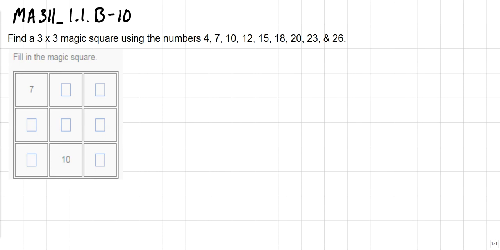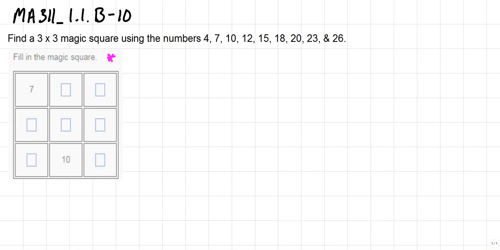Find a 3 by 3 magic square using the numbers 4, 7, 10, 11, 12, 15, 18, 20, 23, and 26. And we're going to fill in the magic square that's been given to us. So how do I go about doing that?